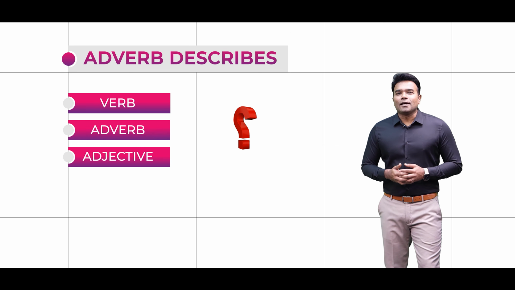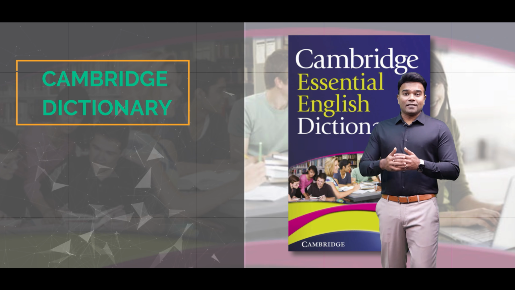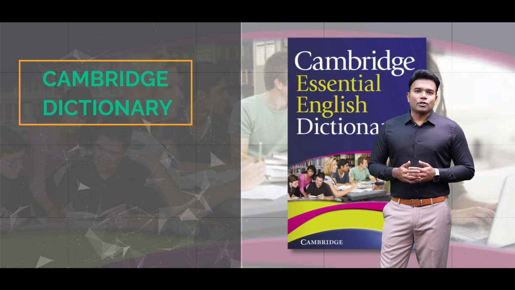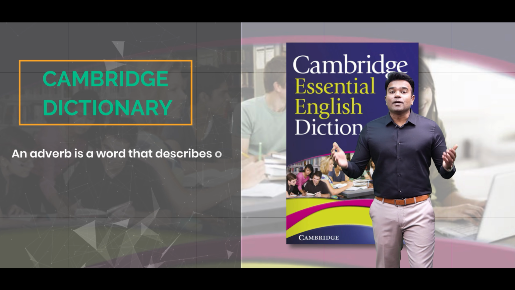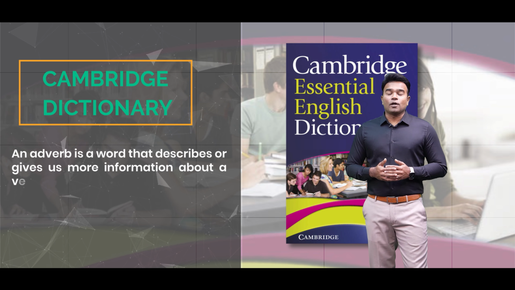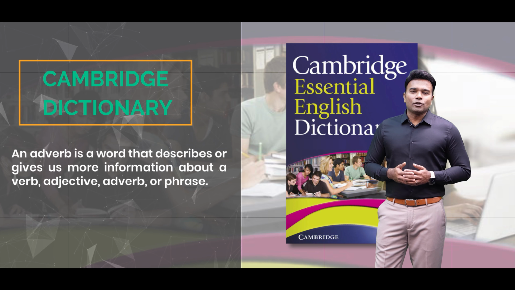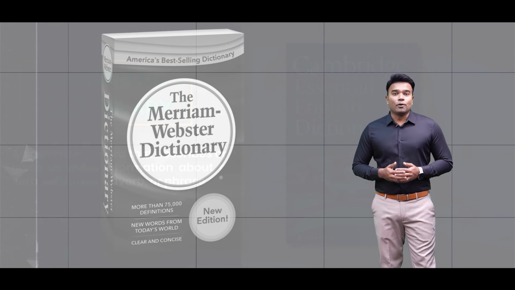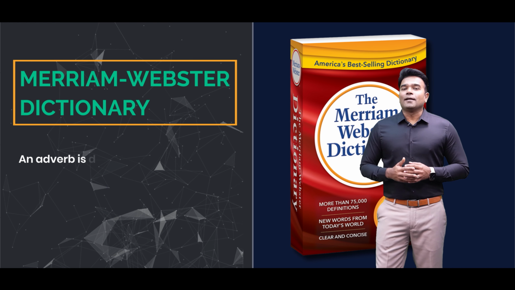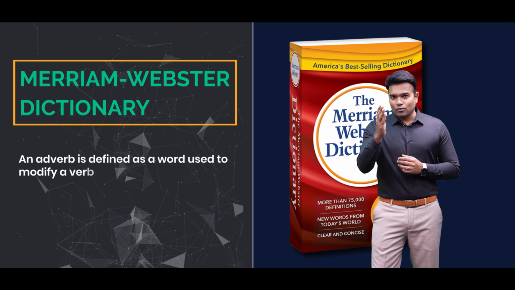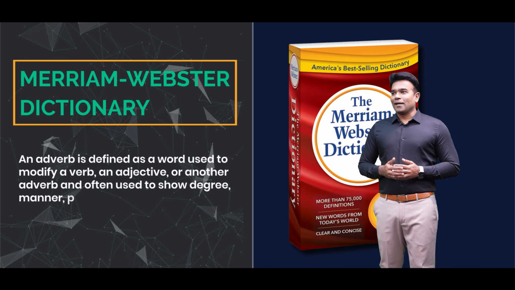Even before I proceed and give you more clarity about adverbs, have a look at this. This happens to be the Cambridge Dictionary definition of adverbs, that an adverb is a word that describes or gives us more information about a verb, an adjective, adverb, or a phrase. I shall clarify this definition to you moving forward, but the Merriam-Webster dictionary defines an adverb like this, that an adverb is defined as a word used to modify a verb, an adjective, or another adverb, and often used to show degree, manner, place, or time.